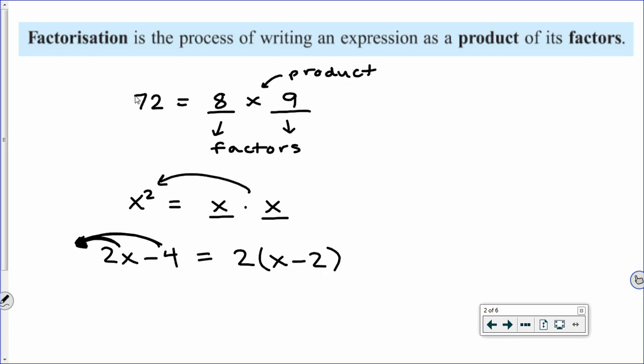And I want to check that indeed the left side and the right side of this equal sign are true. So if I were to distribute this 2 back in, you see how I would get 2x minus 4. So indeed that's correctly factored.